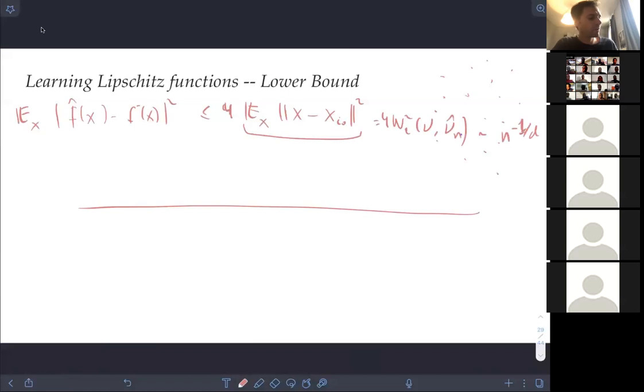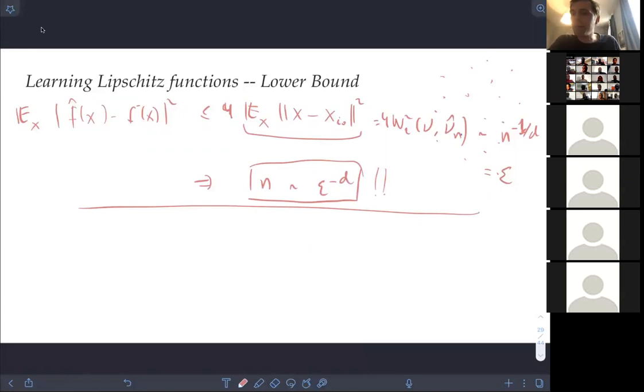Okay, so of course, if you want to make this thing equal to epsilon, right? That's our target. You see that the epsilon needs to be exponential in the dimension, right? So this implies that n needs to be epsilon to the minus two, right? Which is unfortunately what we need to do.